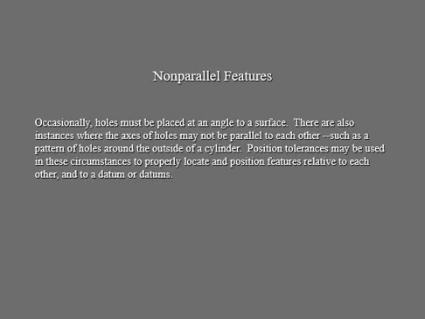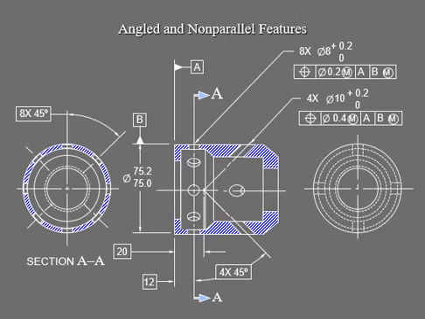So when we deal with the non-parallel features, your hole's got to be placed at an angle to a surface, right? So there are instances where the axes of your holes are not going to be parallel to each other. That happens in manufacturing. So let's take a look at this example. And here's the part, and you're seeing the section views, so we can see the section lines right there. A little bit complicated for you, but just go slow.